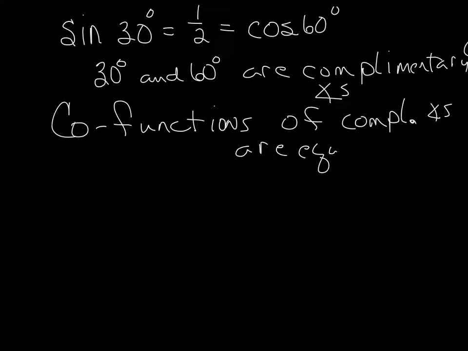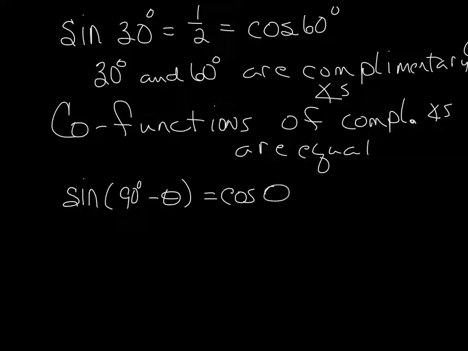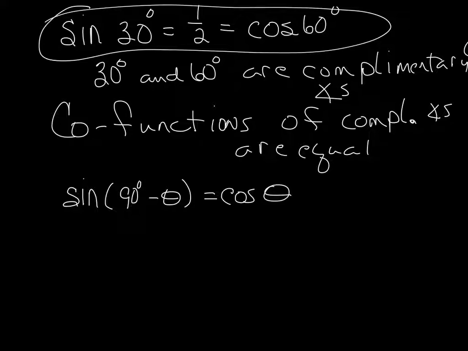In other words, the sine of 90 minus theta, if I'm in degrees, if I were in radians, it would be pi over 2 minus theta. The sine of 90 degrees minus theta is equal to the cosine of theta. We saw that right up here. Those were equal. Likewise, the cosine of 90 degrees minus theta equals the sine of theta.